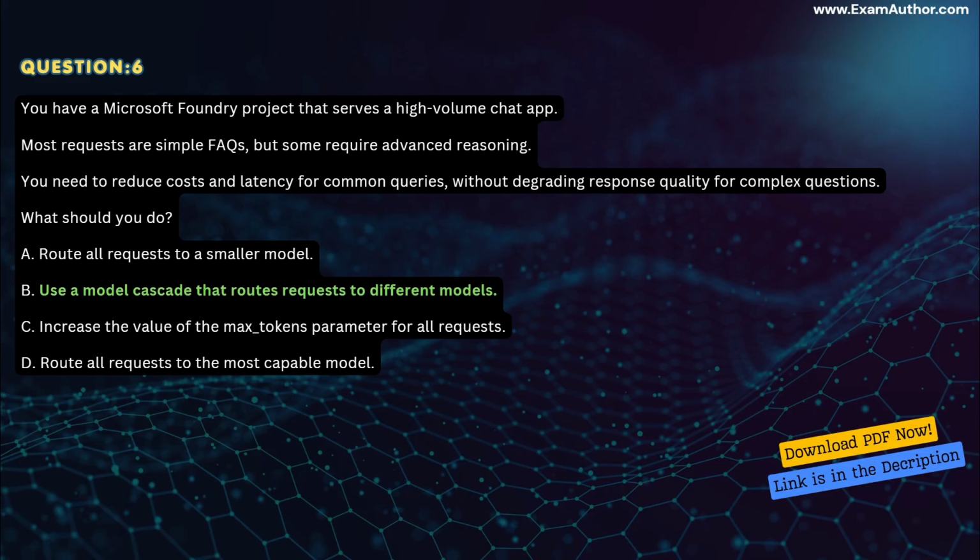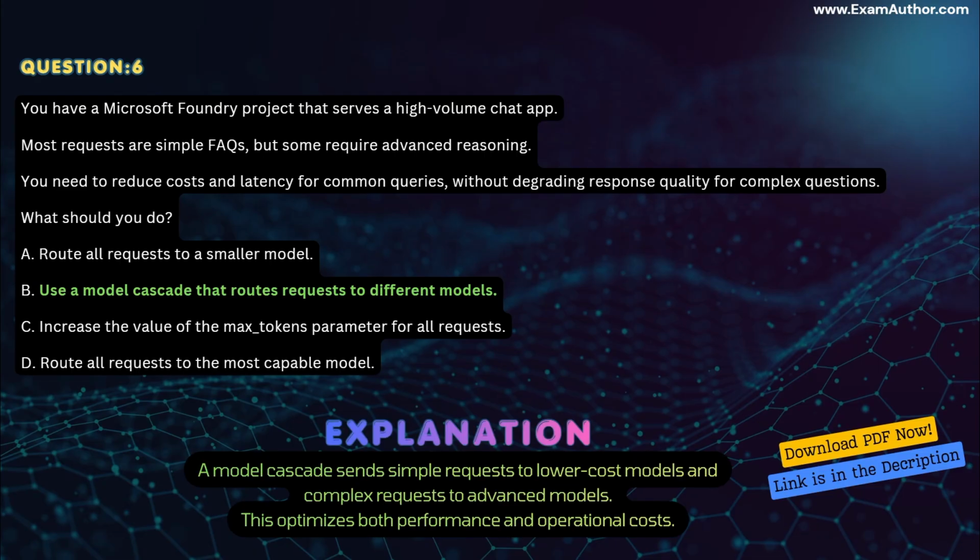Correct answer: B. Use a model cascade that routes requests to different models. Explanation: a model cascade sends simple requests to lower-cost models and complex requests to advanced models. This optimizes both performance and operational costs.